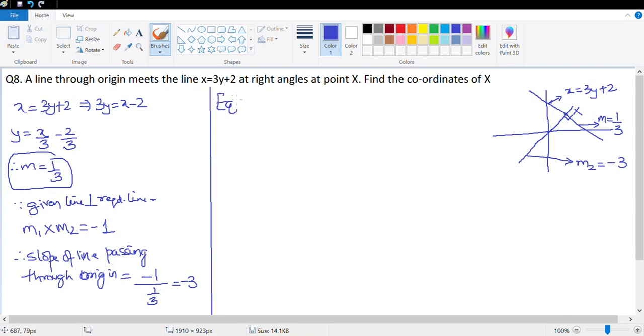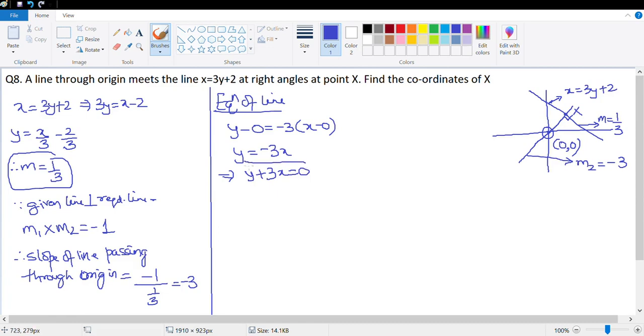So equation of line would be y minus y1. Since it's passing through the origin, the coordinates would be 0, 0. So y minus 0 is equal to m, negative 3 times x minus 0. y is equal to negative 3x, which means I can also write this as y plus 3x is equal to 0. So this is my line number 2. This is my line number 1.